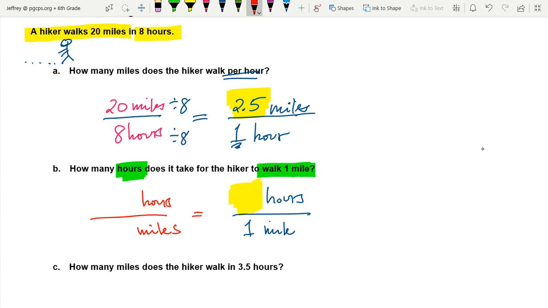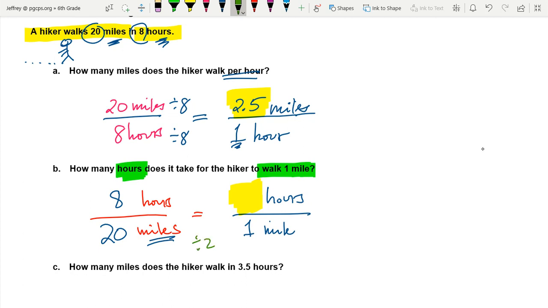Now, what do we know from the top information? The hiker walks 20 miles. So the 20 now will be your denominator because it says miles. That's how important the units of measure are in labeling your rates. And the hours would be 8 hours based on the information. So these numbers follow the units of measure. Don't forget that.